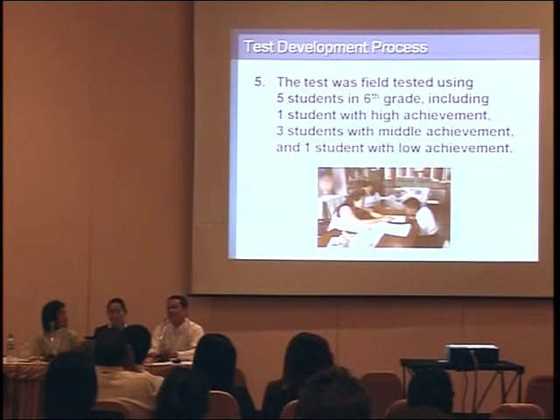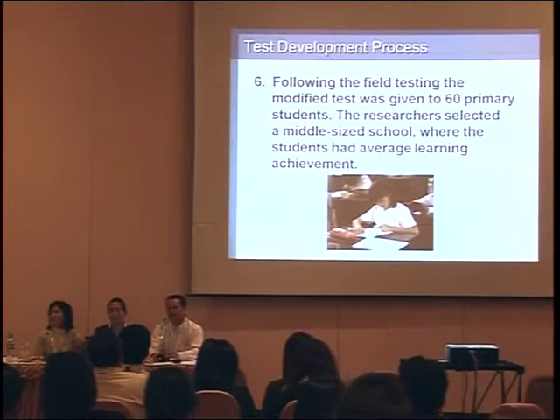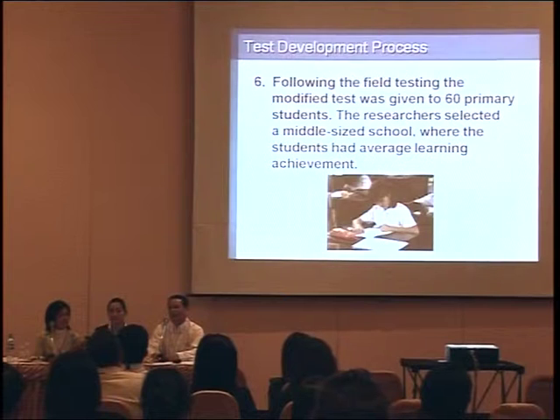Do you understand my answer? Do you understand my question? Do you have any problem? I want to make sure that my paper has objectivity, so the student can read and understand what I want to ask them. So that I justify my test again. And when everything is ready, I take the test to 60 primary students. I select a middle-sized school where the students have every learning achievement.